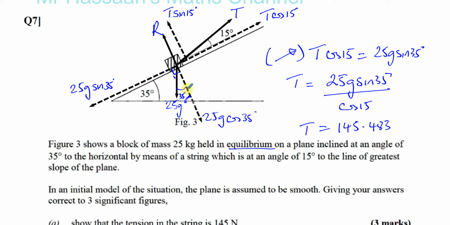So we can see when you have an inclined plane and you have another force acting which is not parallel to the plane, it's inclined like this tension, it's going to have a component that's parallel and perpendicular to the plane as well. So we can see that if this is in equilibrium, R plus T sine 15 must be equal to the component of the weight perpendicular to the plane, which is 25g cosine 35. So R plus T sine 15 acting upwards perpendicular to the plane must be equal to 25g cosine 35 acting downwards perpendicular to the plane.